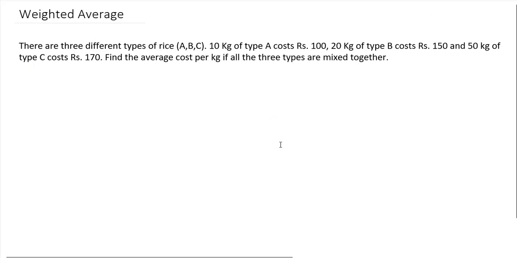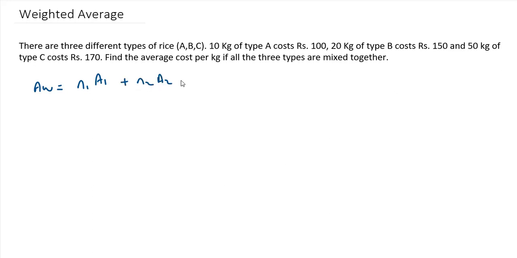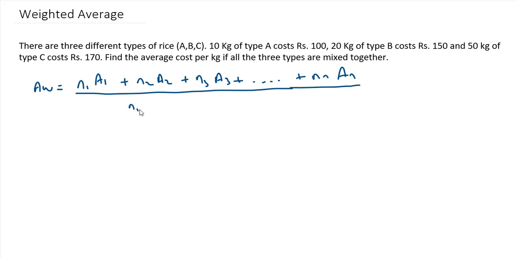Let us now understand the concept of weighted average. Weighted average is used when there are two or more groups mixed together, having some individual averages. The formula for weighted average is given by AW is equal to N1A1 plus N2A2 plus N3A3 and so on. This will go on till as many groups as you have. Suppose you have n groups, so this will go on to NnAn, divided by the sum of all the weights of each of the groups, that is N1 plus N2 and so on till Nn.